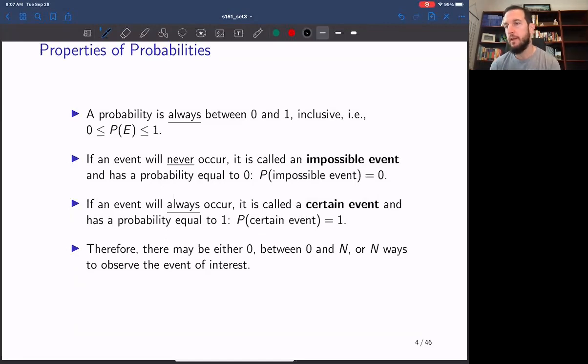It follows that because every experiment has capital N possible outcomes, the certain event is going to have capital N different ways of occurring, and the impossible event would have 0 ways of occurring. Momentarily, we'll start talking about the sample space, but we'll see that in that list, if the event of interest is not shown, this would be an impossible event. And if the event of interest is the only event shown, this would be a certain event.